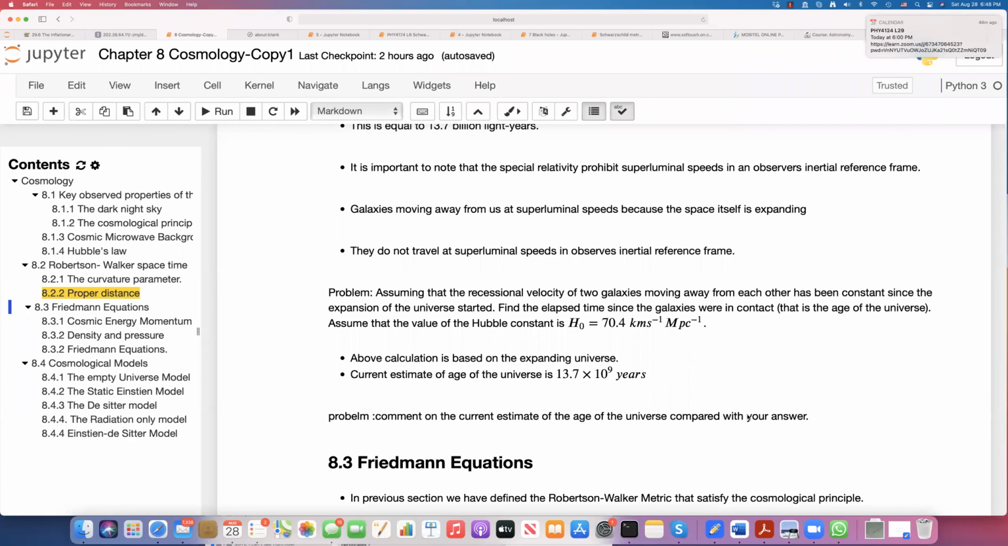So that's why the two answers seem to be close to each other, but it is not a constant for the whole period. So there is an era where you have something called the inflationary universe, where you have sudden expansion and then it became a constant for a long time, and now it's accelerating. But we will discuss those things.